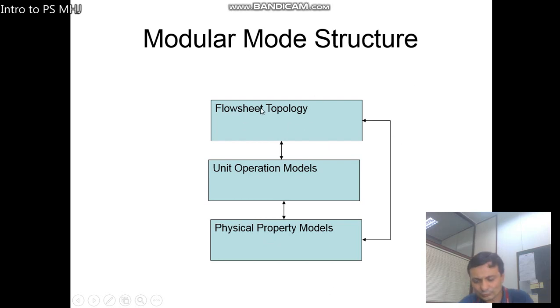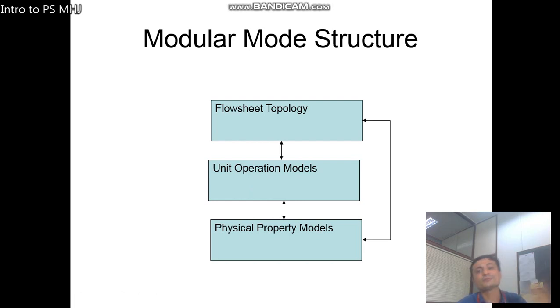So what do we mean by flow sheet topology? Flow sheet topology is the sequence in which the flow of information is going. It basically tells us which are the streams going in, which are the streams coming out of a process unit, and which streams are to be considered as input streams to your unit operation. So say, for example, you have got a pump, a distillation column, and a heat exchanger, and the flow sheet topology will tell you which is the feed stream, which is the stream coming out of a pump, which is the stream coming out of a heat exchanger, and which is the stream coming out of a distillation column.